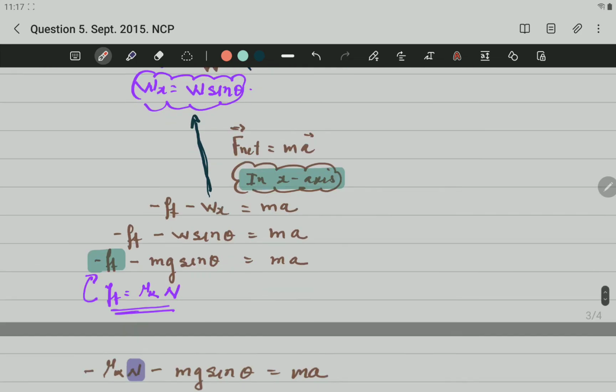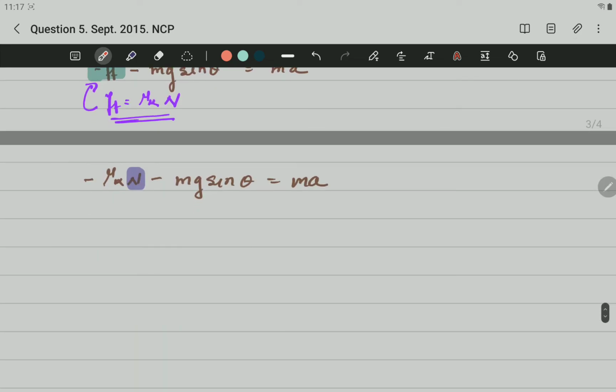All right, so here we have that minus kinetic coefficient of friction multiplied by normal, but normal is going to be the weight in the y-axis, minus mg sine theta. Theta is 30. Let's just write the 30 here already, equal to ma.